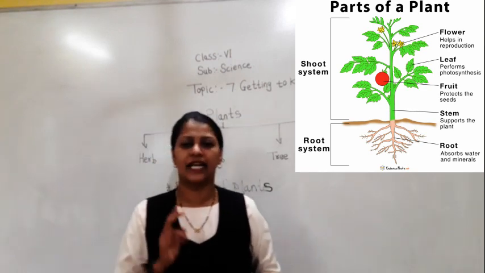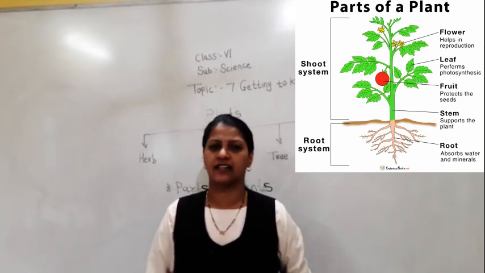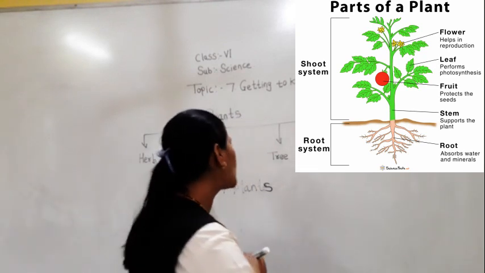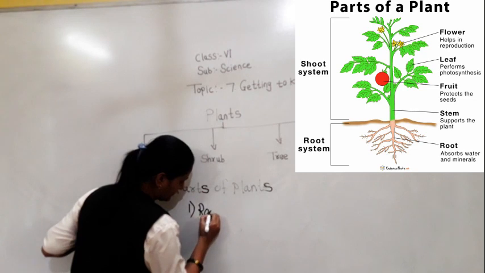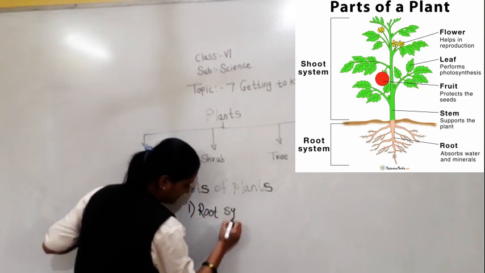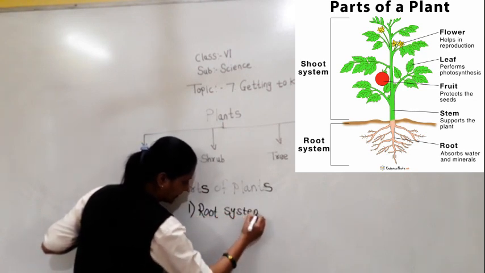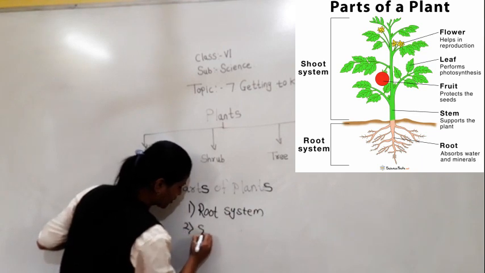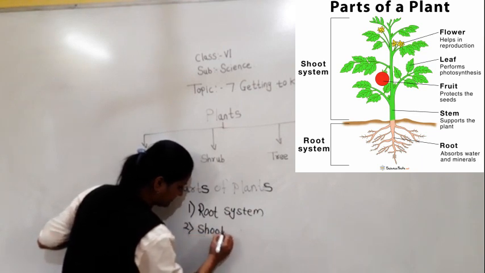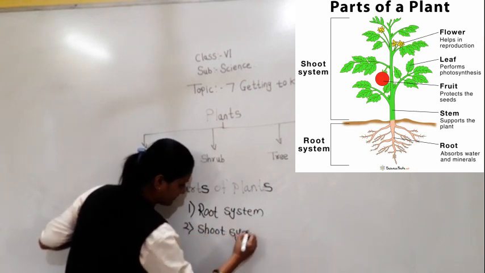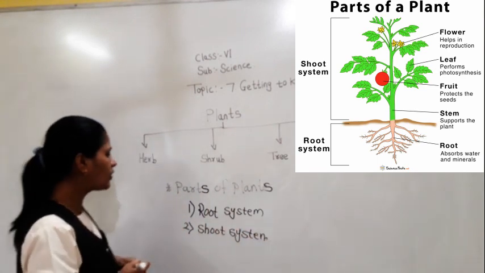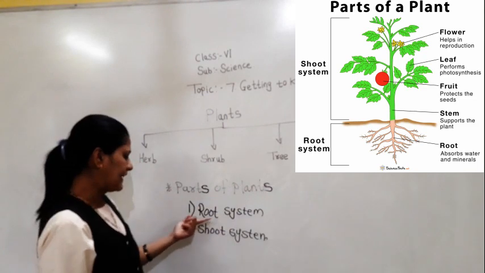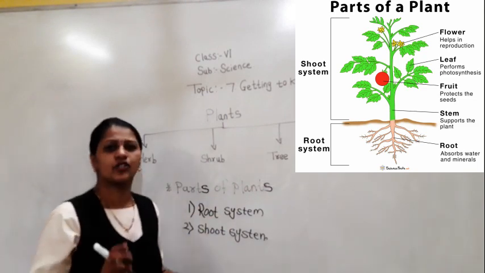But the parts of these plants are mainly classified into two types. That is the root system, and second is the shoot system. The plant is mainly classified into two parts, that is root system and shoot system.